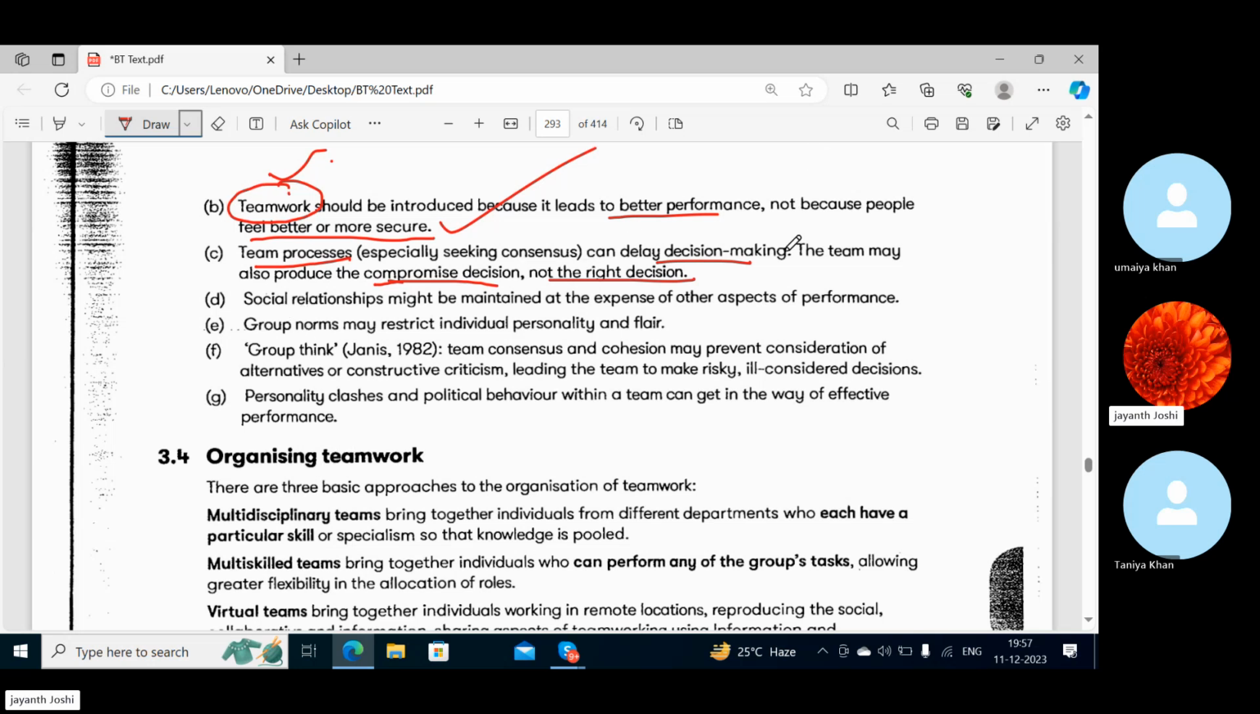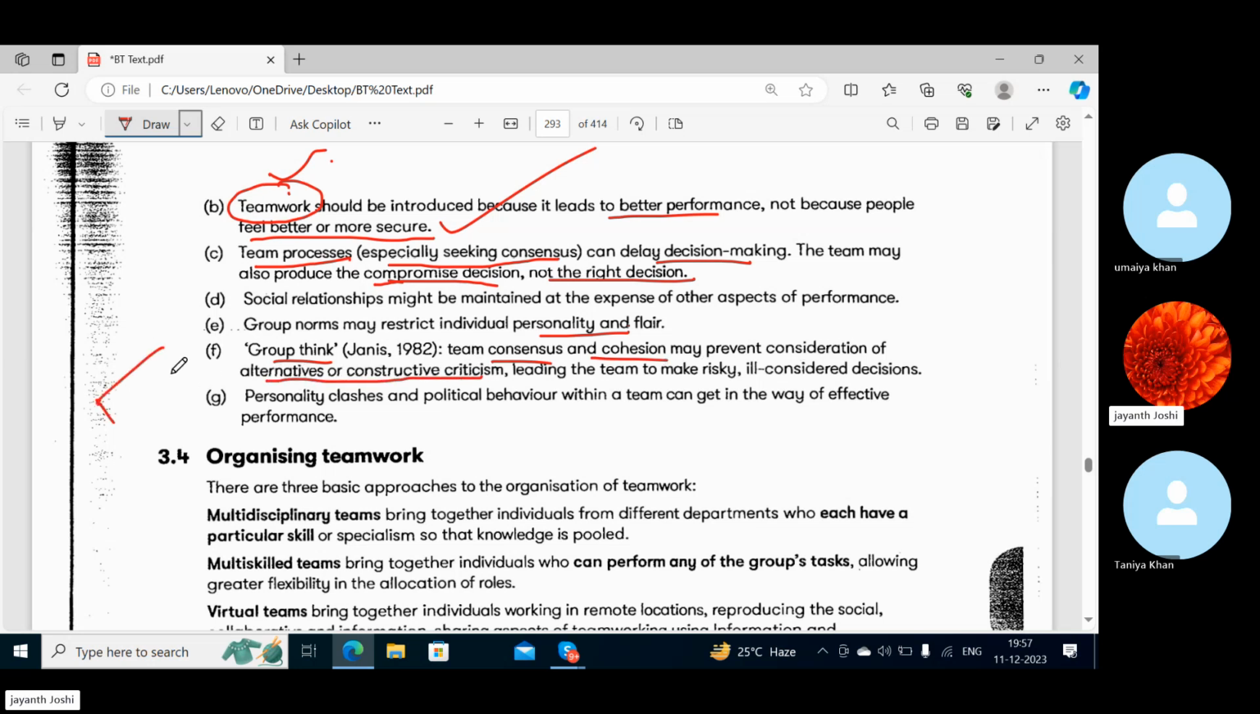Team processes can delay decision making at times, yes, especially seeking consensus. The team may also produce the compromise decision, not the right decision. Social relationships might be maintained at the expense of other aspects of performance, and group norms may restrict individual personality and flair. And also when there is a team, groupthink. Always they will be having a consensus and they'll try to dominate. Team consensus and cohesion may prevent consideration of alternatives or constructive criticism.